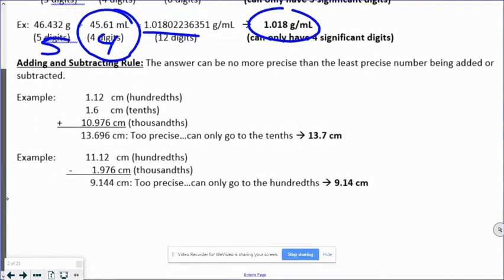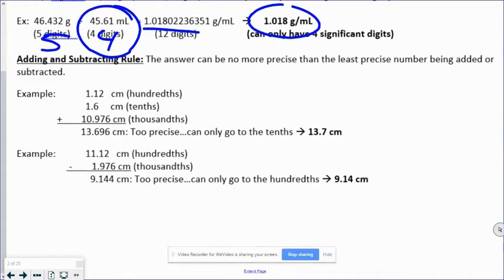Also, below that is the addition and subtraction rule, which is a little bit different. The addition and subtraction rule deals with precision. So your answer can be no more precise than your least precise piece of data. So if we look at the example we have here, this number goes to the hundredths, tenths, and thousandths.